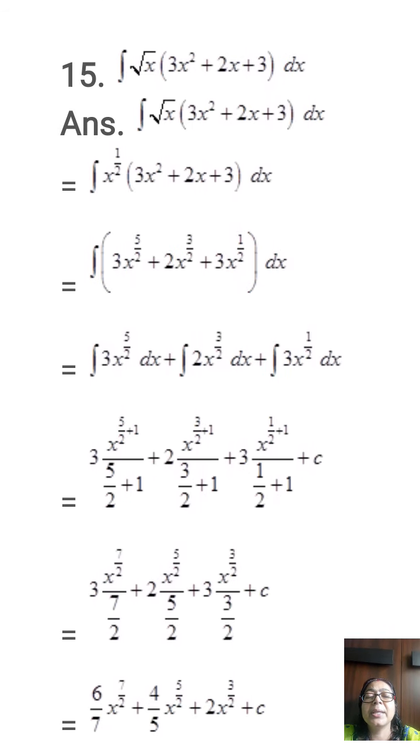Question number 15. Integration of root x in bracket 3x square plus 2x plus 3. Here x to the power half is written, and then we will multiply this x to the power half with each and every term, that is we will open the bracket. 3 into x square plus x to the power 2 plus half, that is x to the power 5 by 2. 2 into x to the power 1 into half, x to the power half, that is x to the power 1 plus half, plus 3 into x to the power half into dx.